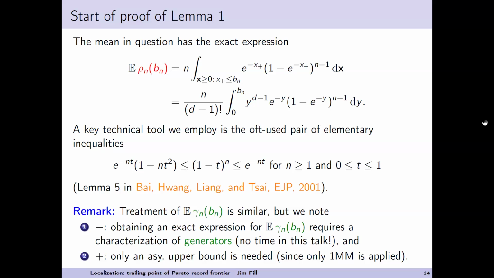So what about the mean? There you can easily write down the exact expression for the mean. This is the density for an observation, and for an observation to be a record, all the other observations have to fail to dominate it, so it's obviously this. And now here's the nice consequence of the density only depending on the sum of the coordinates: you can transform this multivariate integral into a univariate integral.